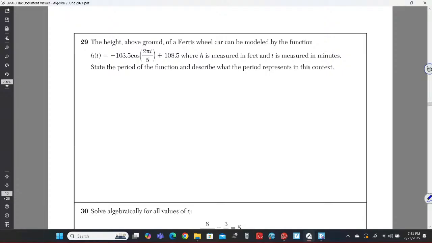The height above ground of a Ferris wheel car can be modeled by the function h of t equals negative 103.5 cosine of 2 pi t over 5 plus 108.5, where h is measured in feet and t is measured in minutes. State the period of the function and describe what the period represents in this context.